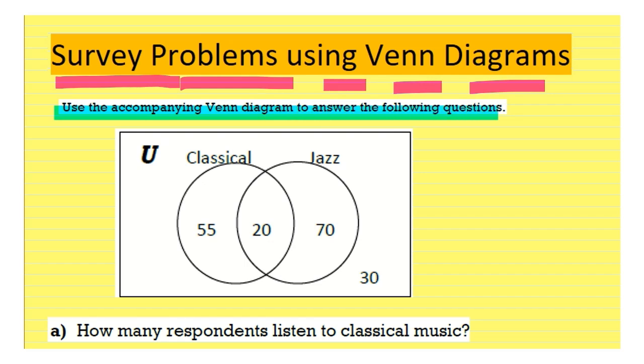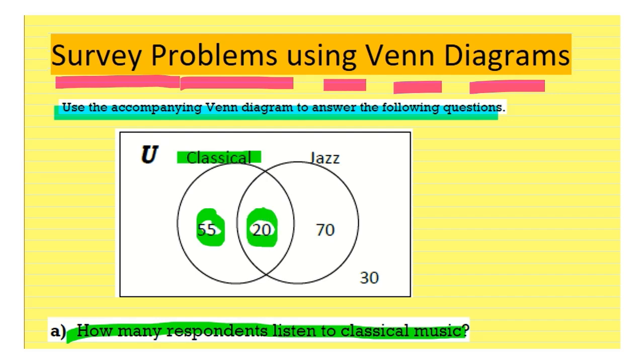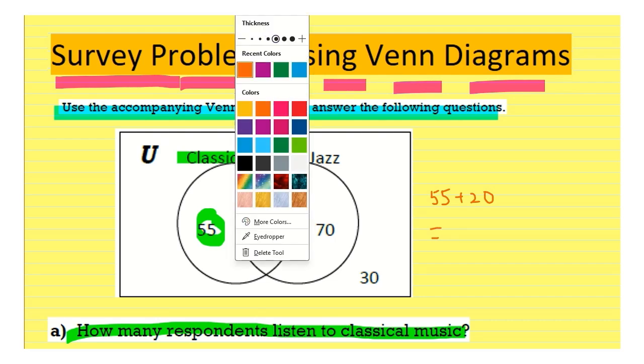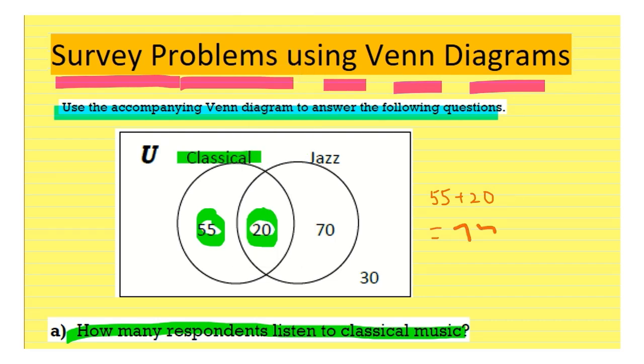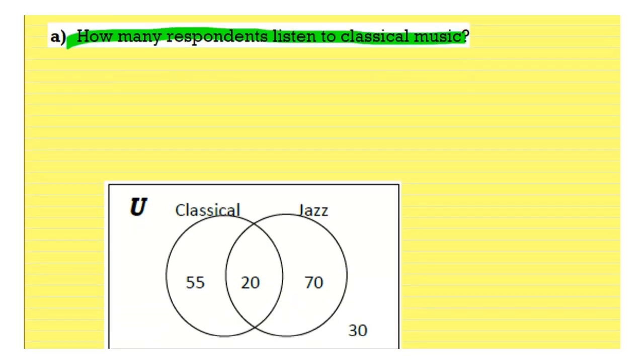First question says, how many respondents listen to classical music? So this side is the classical music. It includes the numbers 55 and 20, and we simply have to add those two together. So 55 plus 20 is equal to 75. So 75 respondents listen to classical music. Okay, let's go to the next question.